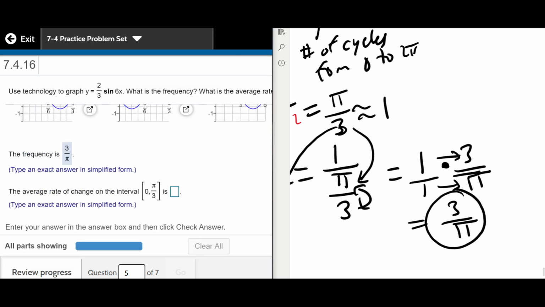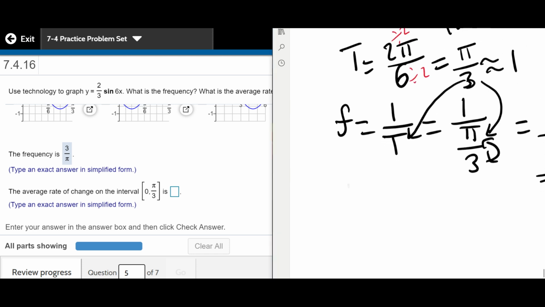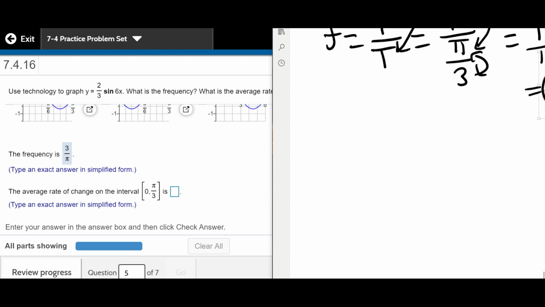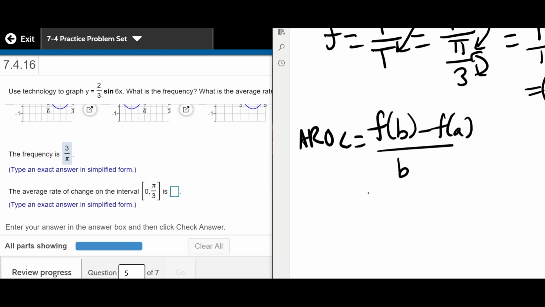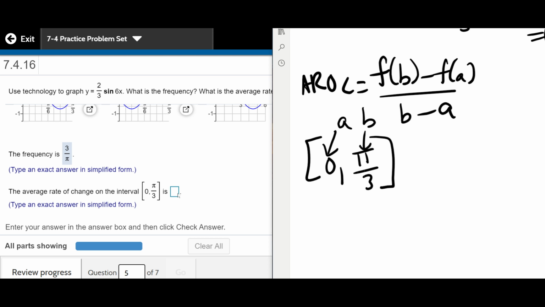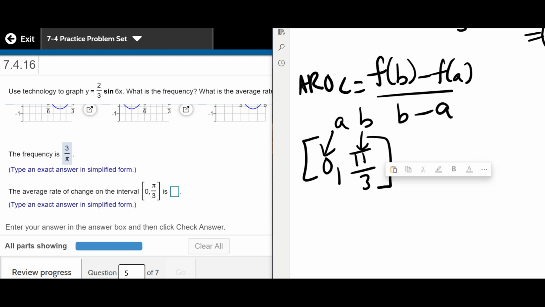All right, the rate of change. We haven't done this one yet. The rate of change is something that was in the video that you'll need to know how to do. Remember the formula for the average rate of change is f of b minus f of a over b minus a. So how do we calculate that? Well, they tell you that the interval is from 0 to pi over 3. So this is a and this is b. Basically a is 0, b is pi over 3.